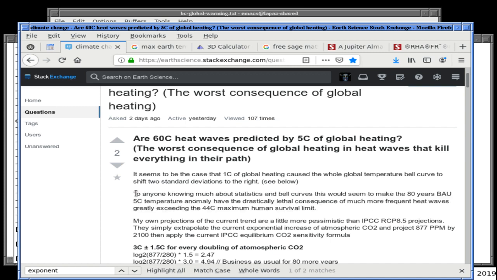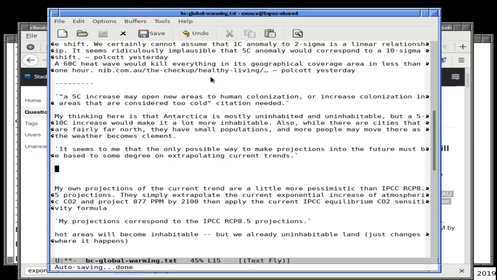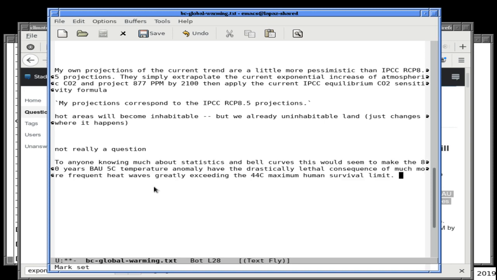Interestingly, he doesn't really seem to have a good grasp of statistics, but sort of as a double bluff, he's going to say that anyone knowing much about statistics and bell curves, blah, blah, blah. And he has said stuff like this before. He has said, anyone understanding basic mathematics can see that this will happen. Again, none of that is actually true. And I'm not trying to insult him, I'm just pointing out that the point he's making is not correct.